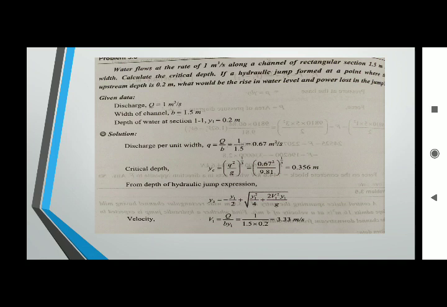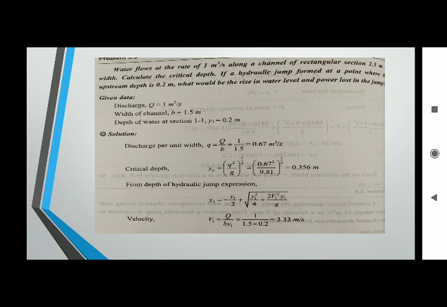Then here critical depth is asked. We know the critical depth formula for rectangular sections: small q squared by g, whole power 1 by 3. If I substitute that, then I will calculate yc. Yc is equal to 0.356 meter. Okay, then they are asking, if a hydraulic jump forms at a point where the upstream depth is 0.2, here the upstream depth, that means y1, is given. Then what will be the rise in water level and power lost in the jump? Okay, here I know what the rise in water level is.